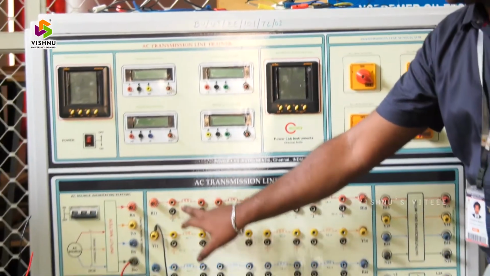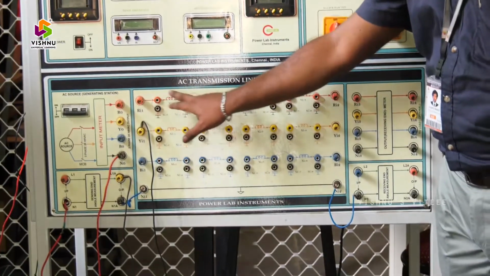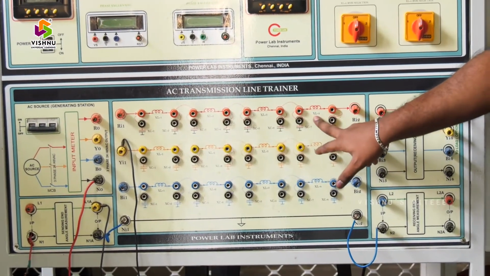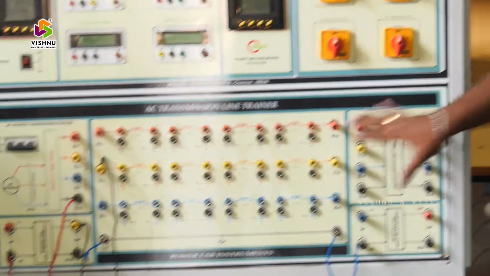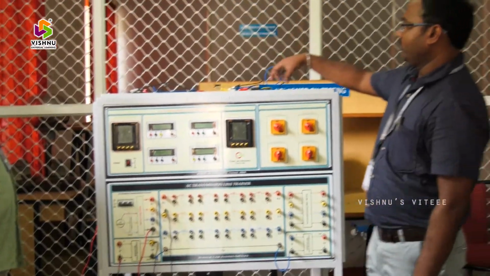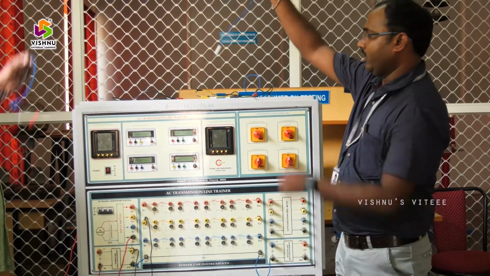This XL1 is nothing but inductive reactance 1, inductive reactance 2, inductive reactance 3 and inductive reactance 4. So these are all the blocks present in this trainer kit. Now we are going to connect our required circuit.